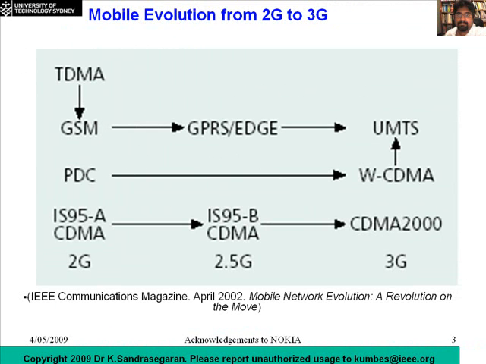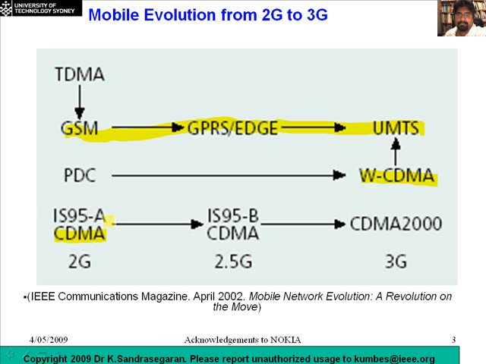and UMTS. So if you look at the evolution from 2G to 3G, you can see in this diagram that there are two separate paths. There's one path that goes GSM, GPRS, Edge, and then UMTS. And this is based on UMTS's AI interface, which is based on something called wideband CDMA. The other path is based on the original CDMA technology, which is also referred to as IS95A.